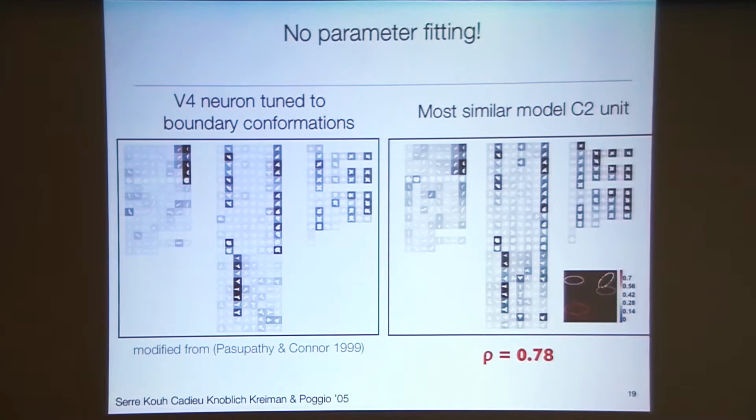We've done more quantitative analysis. We've shown that at the population level, the model units that we produce with these very simple learning rules and computations are indiscriminable from the data that were collected for this experiment.